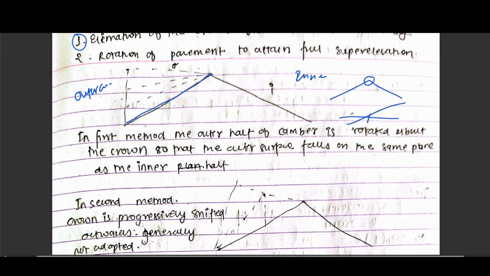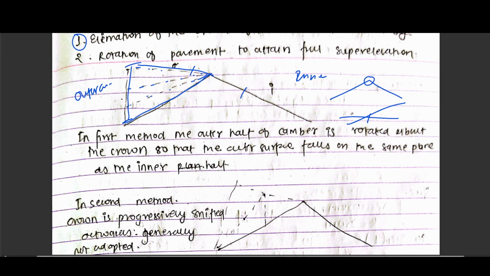In a straight line, we provide a camber, and after that we start to fill up this outer half. After a certain distance the outer half will be like this, and after a certain distance like this, and this will be in the same plane. Well, this is not clearly shown in the figure, but the inner half and the outer half will be in the same plane, and after this we attain the full super elevation. So like this we will be providing the full super elevation.